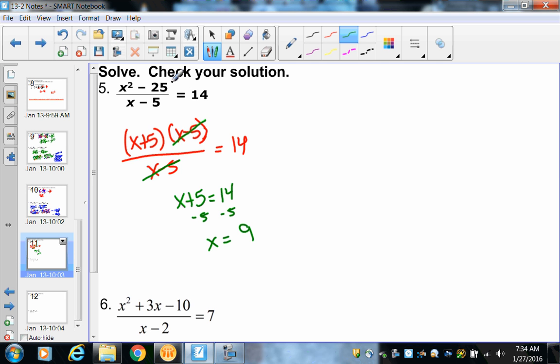Now, you have to make sure you check your answer. And the main thing you want to check here is that you do not get 0 as the denominator. So if I plug in 9 here, 9 minus 5 is 4, which is not 0, so this is my answer. If you get 0, then it's not your answer. Or you can start from the beginning and do your domain restriction and say, okay, well, x minus 5 cannot equal 0, so x cannot equal 5. So as long as I don't get x equals 5 here, I know it's going to work.